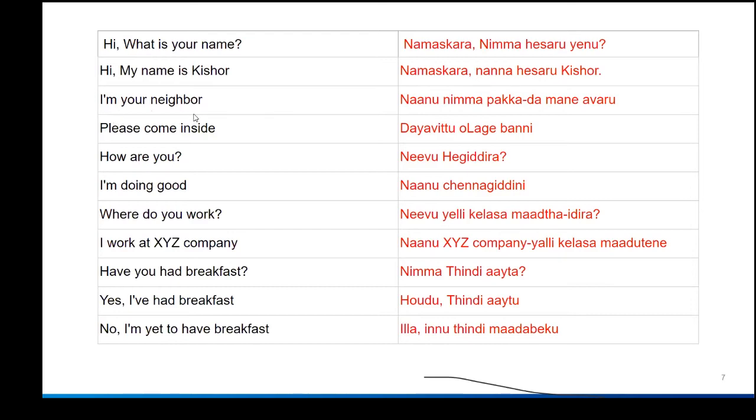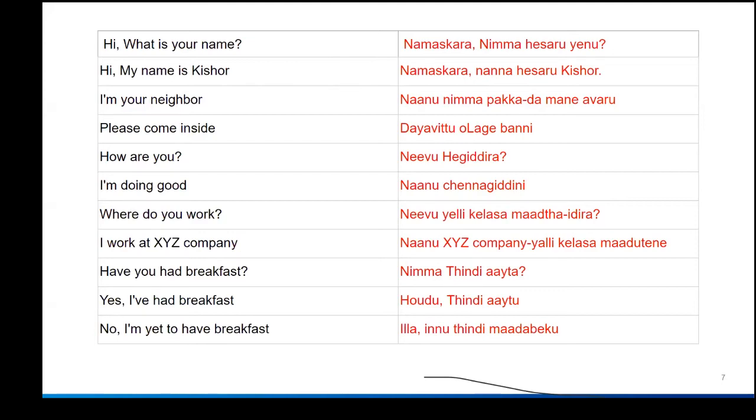Okay. Now, I am your neighbor. We did this. Now, neighbor is pakkada maneyavadu, right? So, nanna is possessive for I. Nanu is I. Nanna is possessive. It belongs to me. So, if I have to say this is my pen, I would say nanna pen. Same thing with the name also. My name is Kishore. So, I would say nanna hesaru Kishore. Hesaru is name.